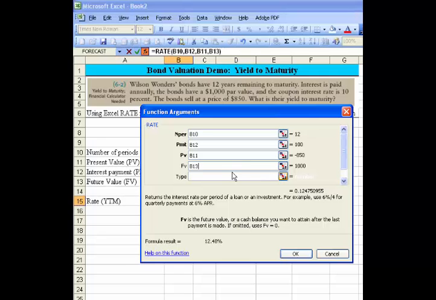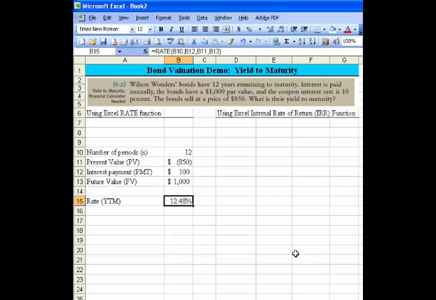And the type we can leave blank, which refers to if it occurs at the beginning period or at the end of the period. And in all the bond problems, this occurs at the end. So when we're done, we have the answer of 12.48%, and we've solved the yield to maturity using Excel's rate function. And let me bold that so we can tell that that's the answer.